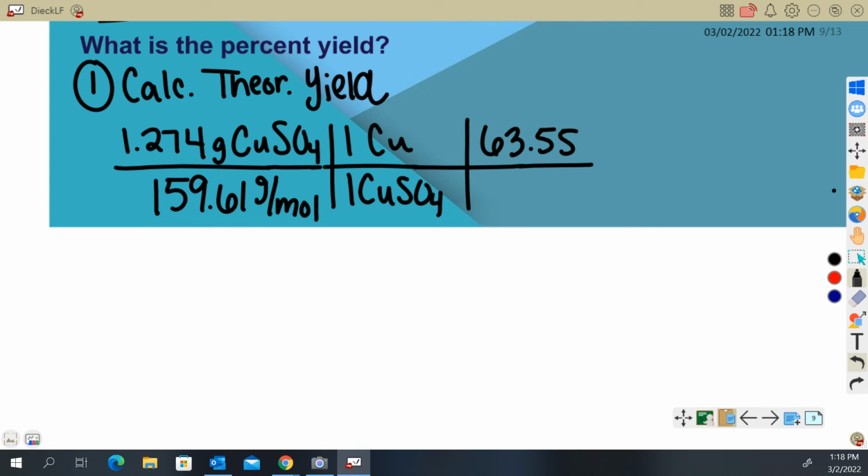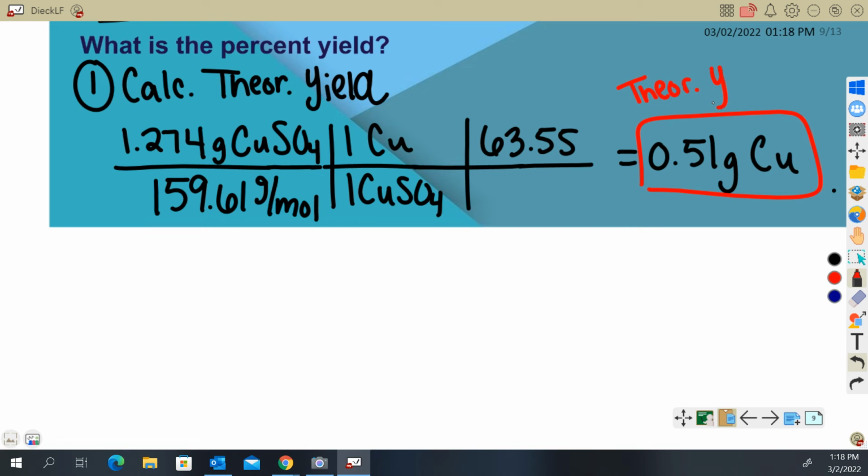So I will do this calculation really quick for us. We've got 1.274 times 63.55 divided by 159.61, and I get 0.51 grams of copper. This is called our theoretical yield, or your calculated yield, your calculated amount.